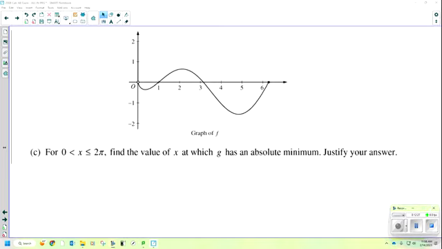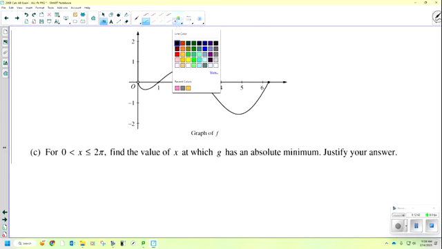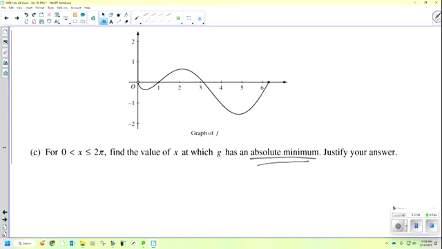4c. For x between 0 and 2 pi, find the value of x at which g has an absolute minimum. Justify your answer. Again, in order to find mins and maxes, in this case an absolute min, I got to go to the first derivative. We just did this. The first derivative of g is f of x. All right? The first derivative of g is f of x.